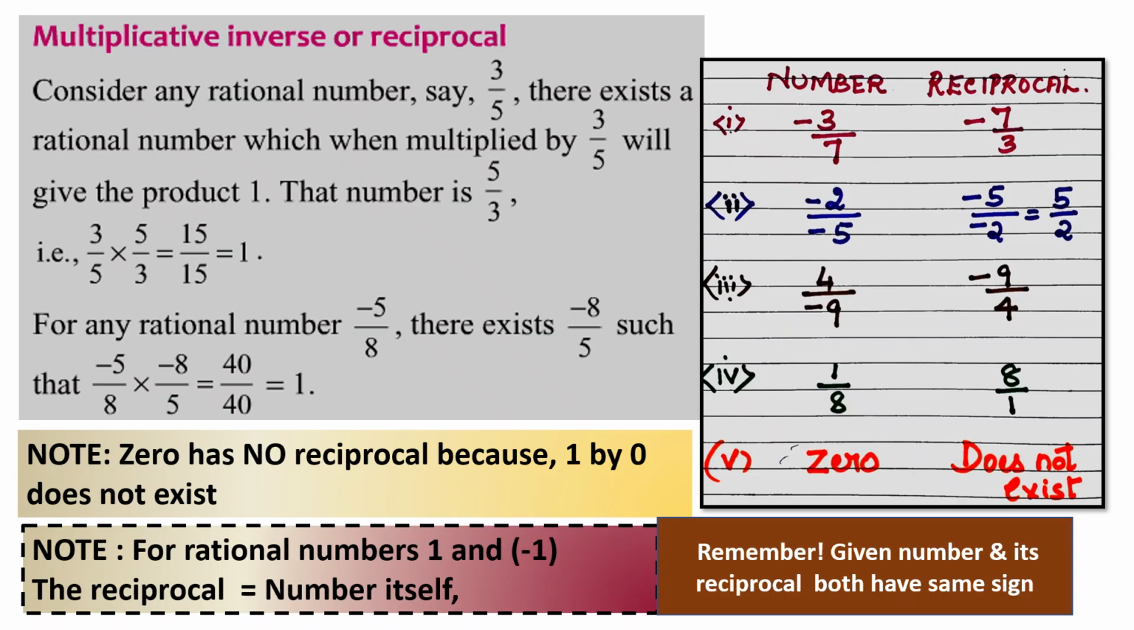Here we need to remember that the multiplicative inverse has the same sign as the given number. The sign doesn't change. Only the numerator and the denominator get exchanged. We write the position of these two in an inverted manner. 0 has no reciprocal because 1 by 0 does not exist. For rational numbers 1 and minus 1, the reciprocal is the same as the number.